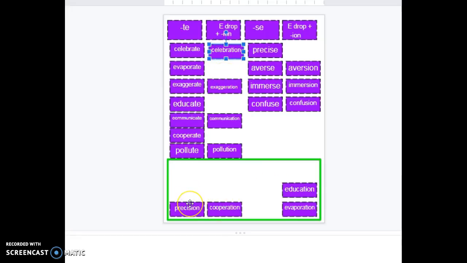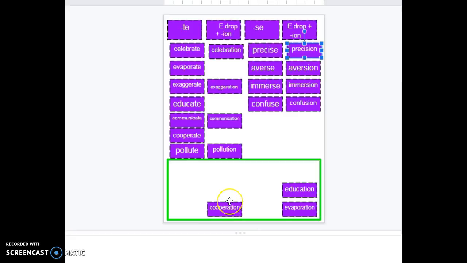Okay. Let's take a look at precision. I know it has a buddy word. It ends in S-S-I-O-N. Precise, precision. Notice the vowel change there too. We go from a long I in precise to a short I in precision.